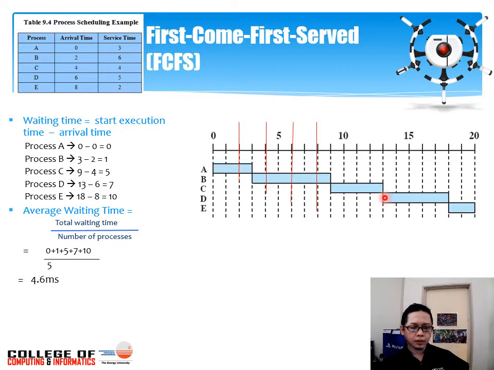So how many blocks are there? So you can calculate this 13 minus 6, the arrival time of D, then you will get 7. So the waiting time for D here is 7.